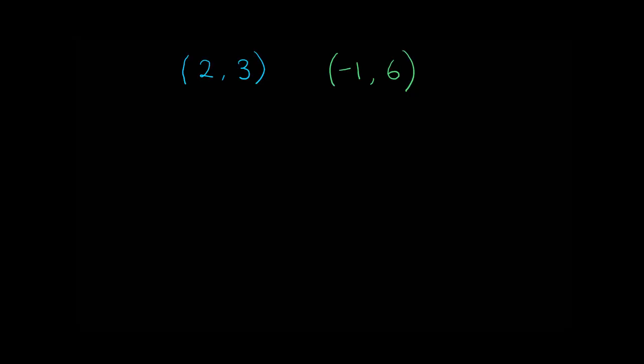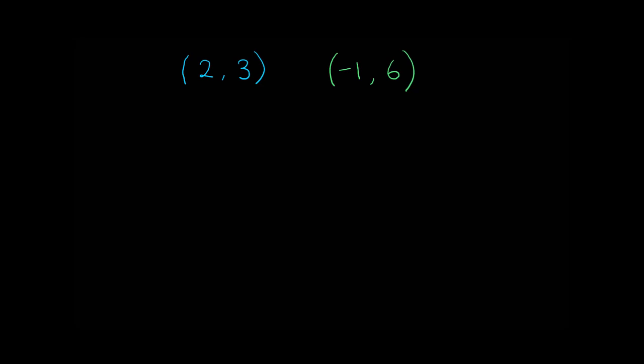I'm going to show you two different ways that you can work out the equation of a line if you're given just two pairs of coordinates, as you can see in front of us. Both ways start in the same way by working out what the gradient is.